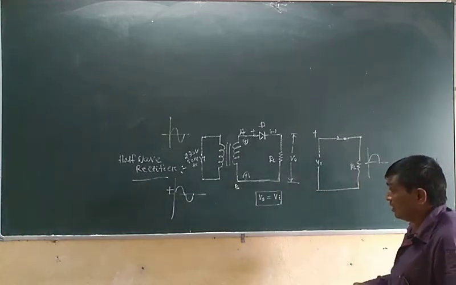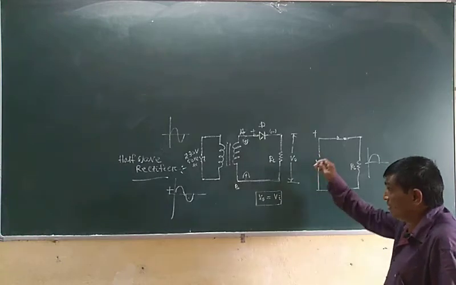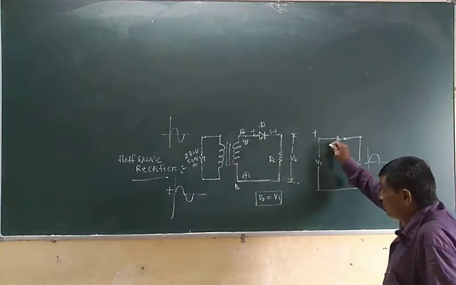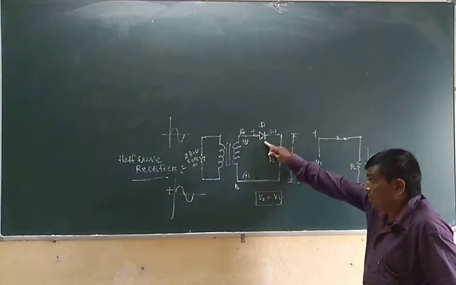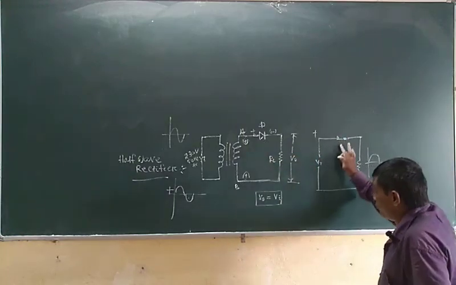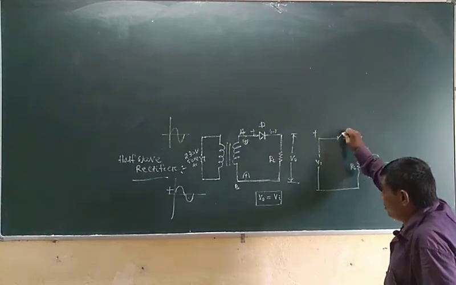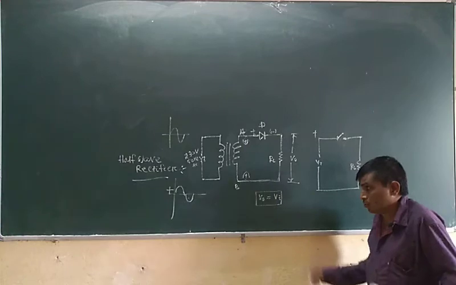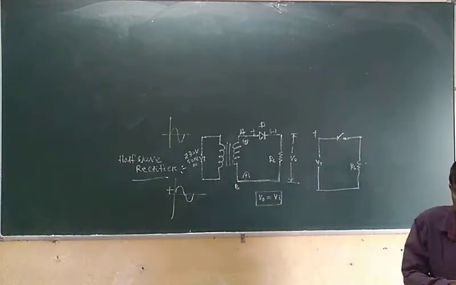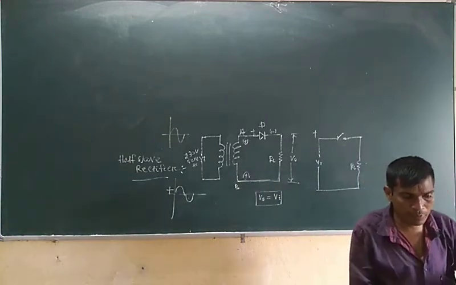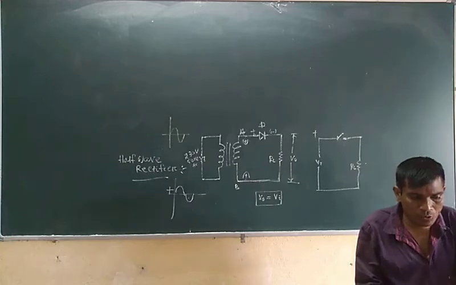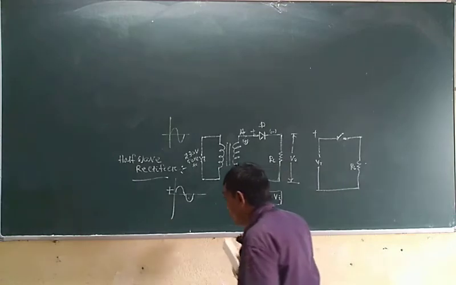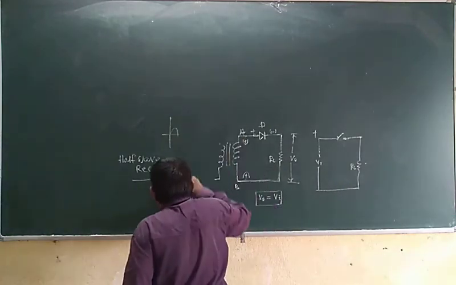But in the other case, when the negative half cycle is at the anode point, the diode acts as an open switch, so it does not flow any current across the diode. In this way, the diode is used in a half wave rectifier, and we draw its output wave diagram and input wave diagram.